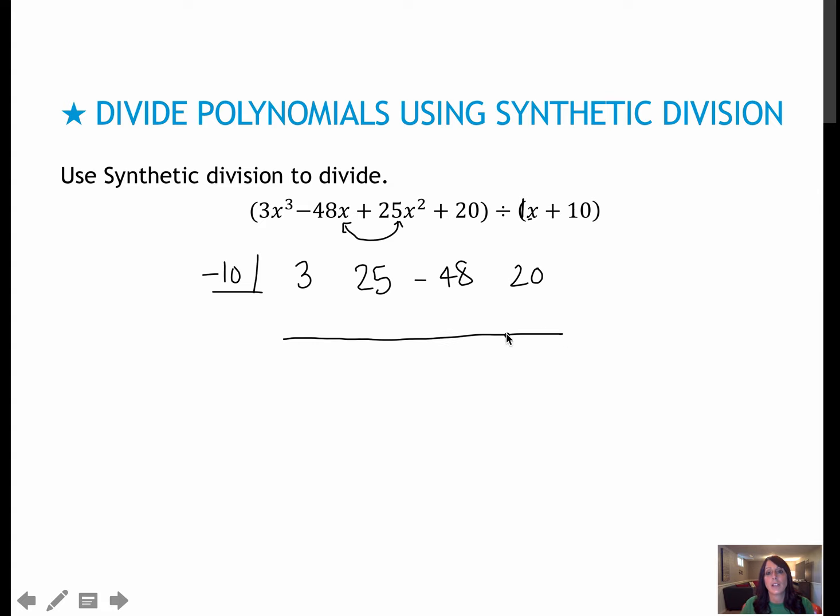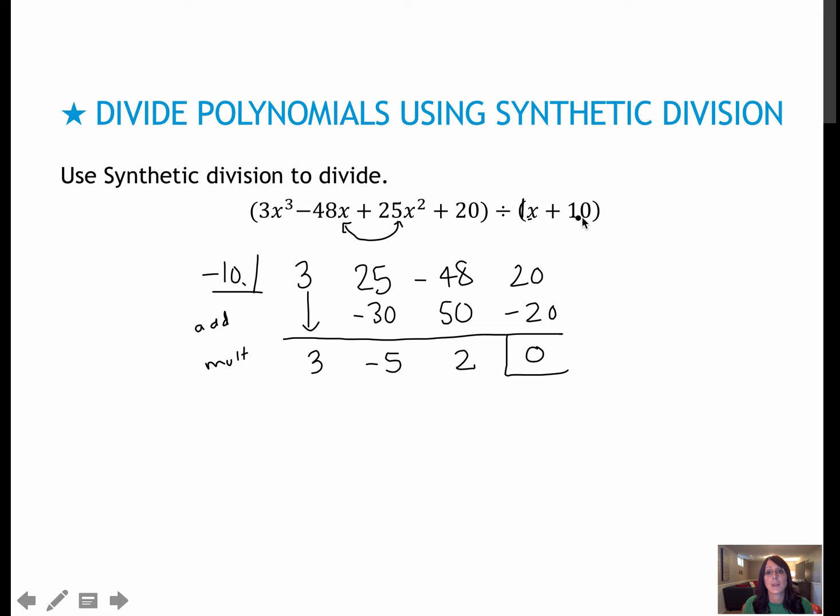Leave a line underneath, put a little box over here for my remainder, and then I know that anything above will add, anything below will multiply. Start by bringing the first term straight down. Negative 10 times 3 is negative 30. Add that to 25, I get negative 5. Negative 10 times negative 5 is positive 50. Add that to negative 48, I get 2. Negative 10 times 2 gives me negative 20. Add that, I get 0, which means a remainder of 0, no remainder.